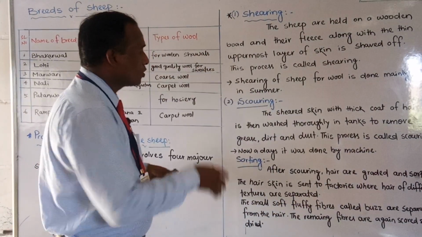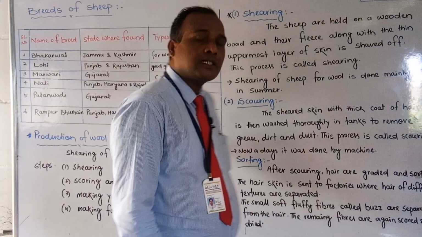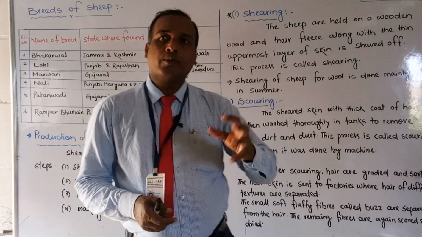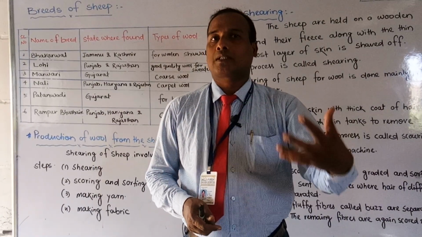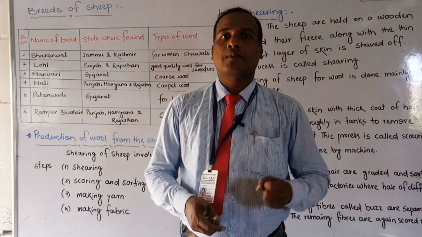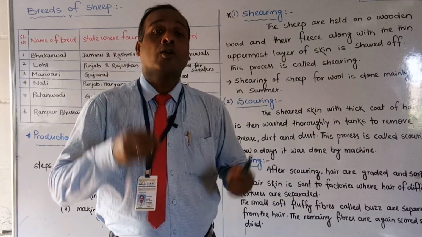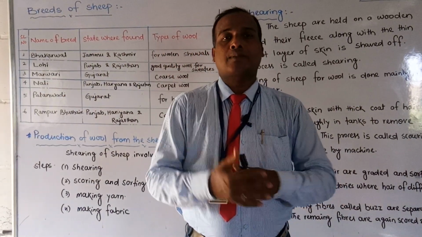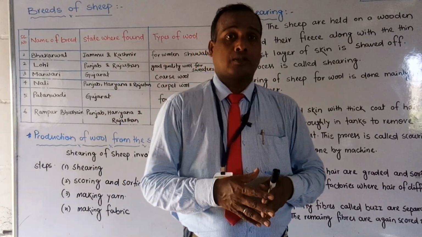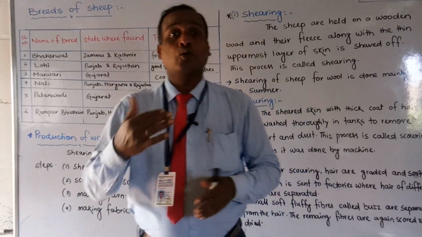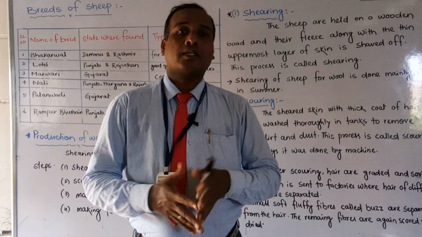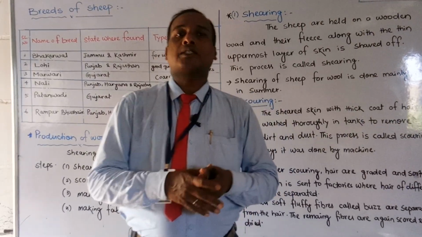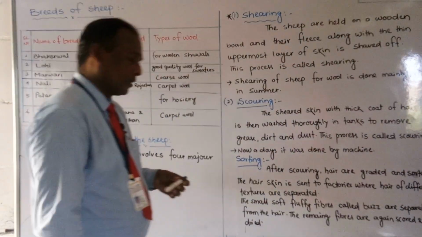Okay, next we will discuss the second step, which is called scouring. What do you mean by scouring? Students, after removing the skin from the sheep, we have to wash it. We have to put it in a big tank and clean it, because it contains dust, dirt, and grease. To remove this dust, dirt, and grease, we use a method called scouring. That means we are cleaning the hair of the sheep.